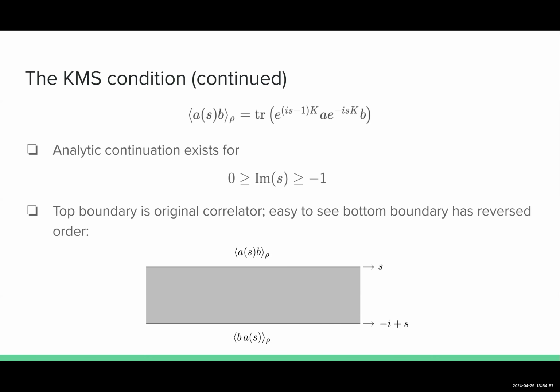You can see this by plugging in minus i plus S into this expression up here. The minus i moves the density matrix around, you use cyclicity of the trace, you shuffle everything around, and what you find is that all that happens is that the order of the operators in the correlator gets switched. So this is just an interesting feature of correlation functions in thermal states. It's what's called the KMS condition, the fact that they admit an analytic continuation that looks like this.